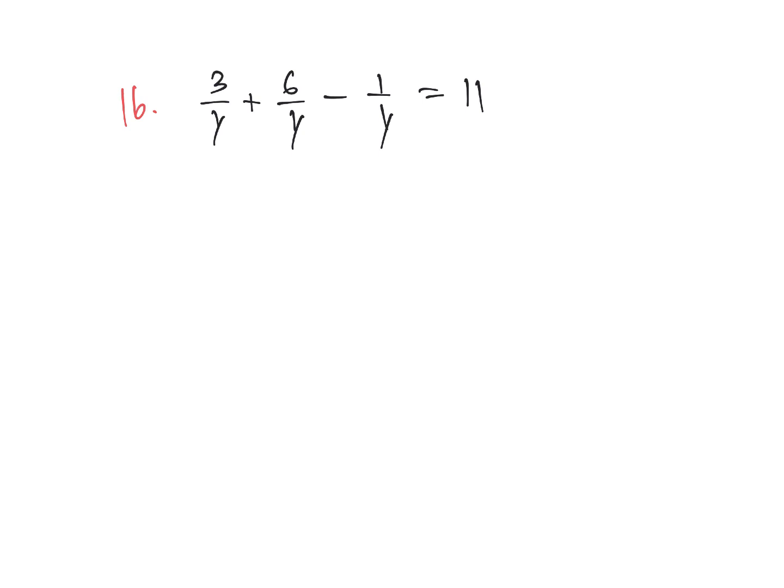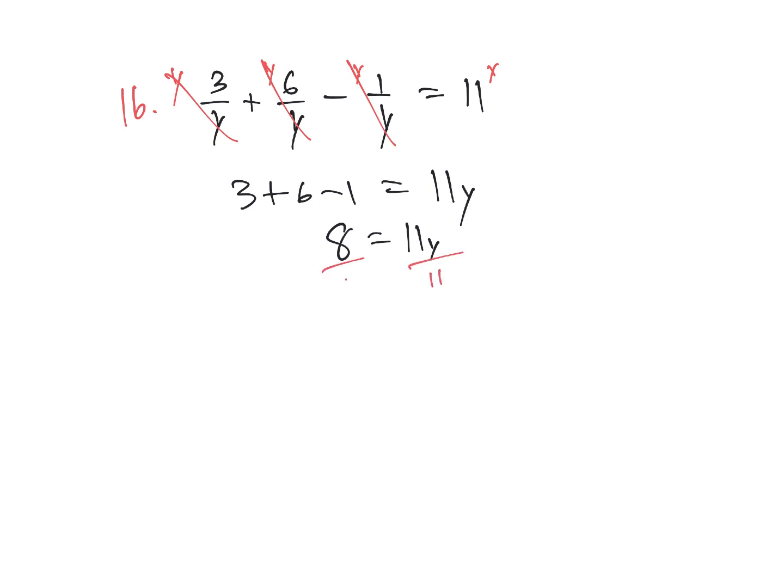Okay, technically you could put all that together on the left side. They are common denominators. Or you can multiply everything by y. Is that what everybody did? Okay. So if we multiply by y, then the y's reduce out, leaving 3 plus 6 minus 1 equals 11y. So 9 minus 1 is 8, and you divide off the 11, and you get 8/11 as your answer.